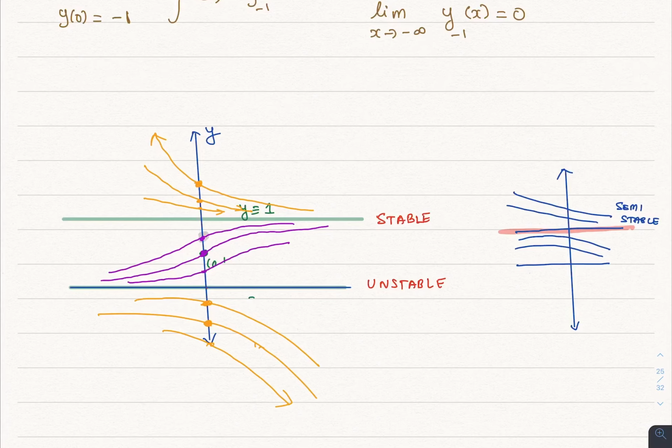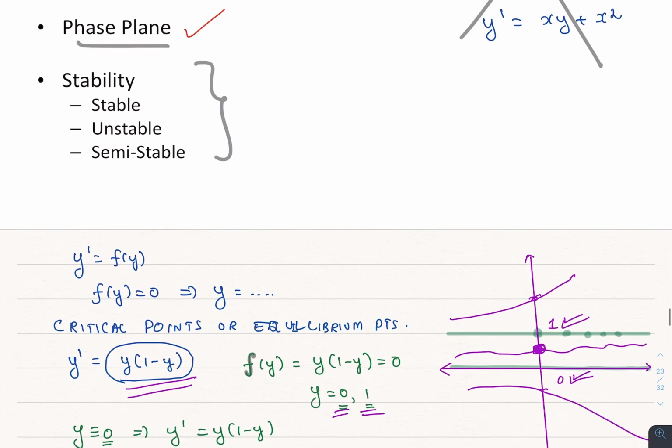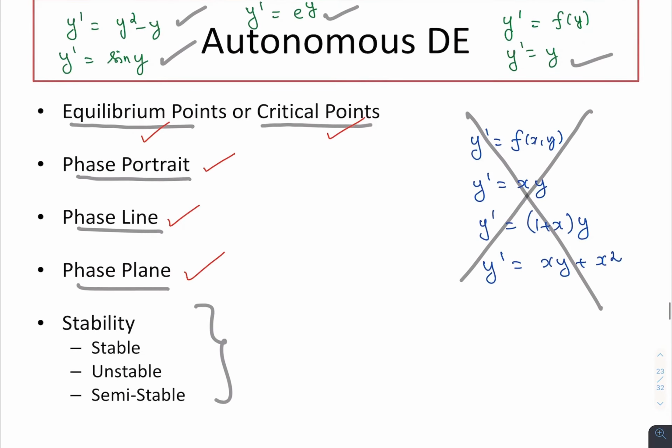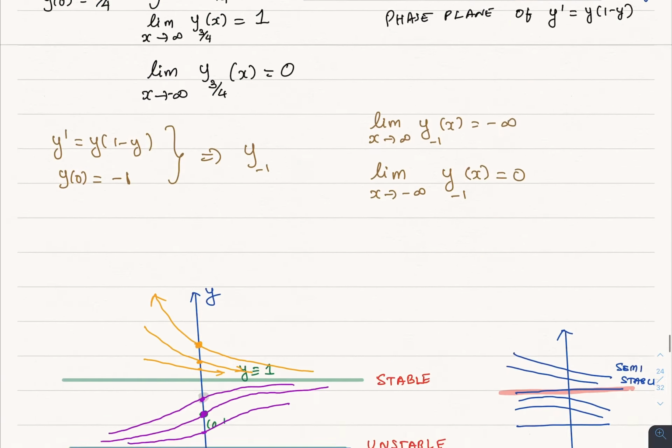And again, take a look at homework A. You will have a problem there to solve. Try to solve that, and if you have any questions, I'll be happy to answer. That's pretty much it about the phase plane and phase portrait of autonomous differential equations.